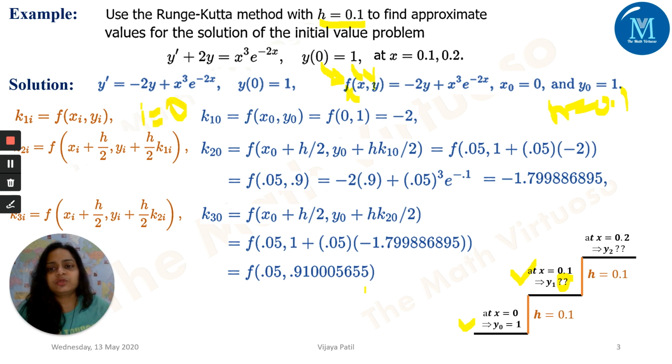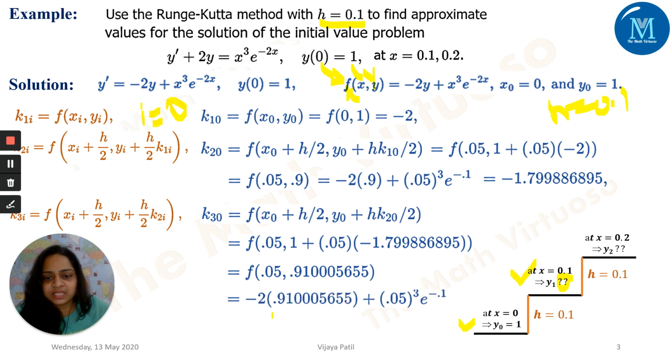Otherwise, it is enough to calculate 4 digits after the decimal point. It's absolutely enough. So we put x equal to 0.05 and y equal to 0.91000 in this f of x comma y, and we will get minus 1.819898206 as k3i, that is k30 in the present case.